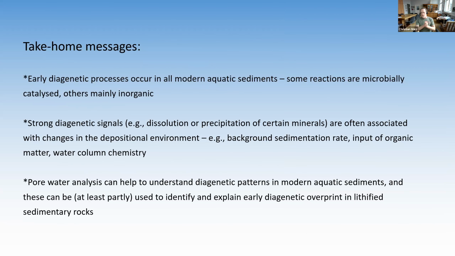Yeah, and that kind of brings me to the end of my talk, just a few take-home points, really. So yeah, early diagenetic processes happen in all aquatic sediments, mostly microbially catalyzed, some rather inorganic. But you mostly generate strong diagenetic signals with changes in the deposition environment: background sedimentation rate, input of organic matter, water column chemistry. So in a way, to be honest, if you're thinking, for example, about oceanic anoxic events that affect large parts of the ocean, they should also generate global diagenetic events or layers.